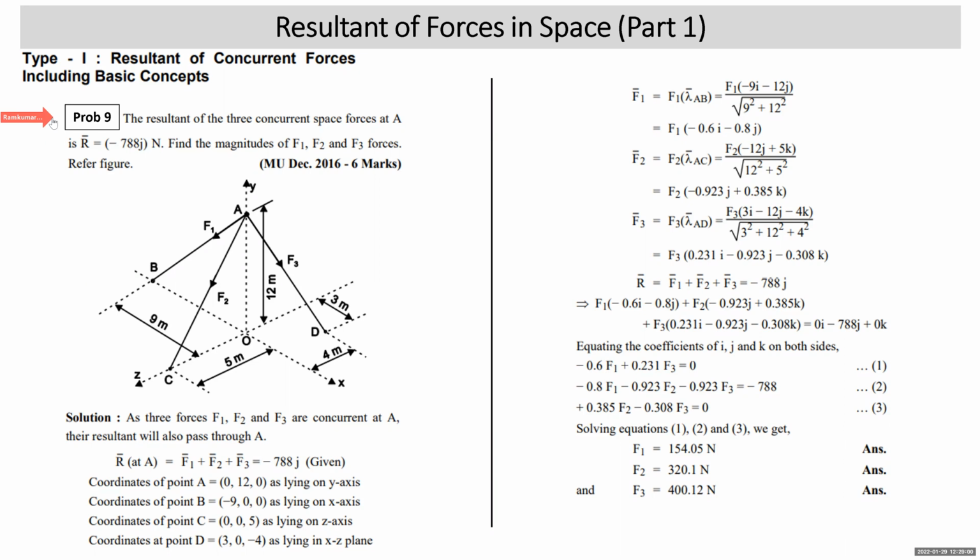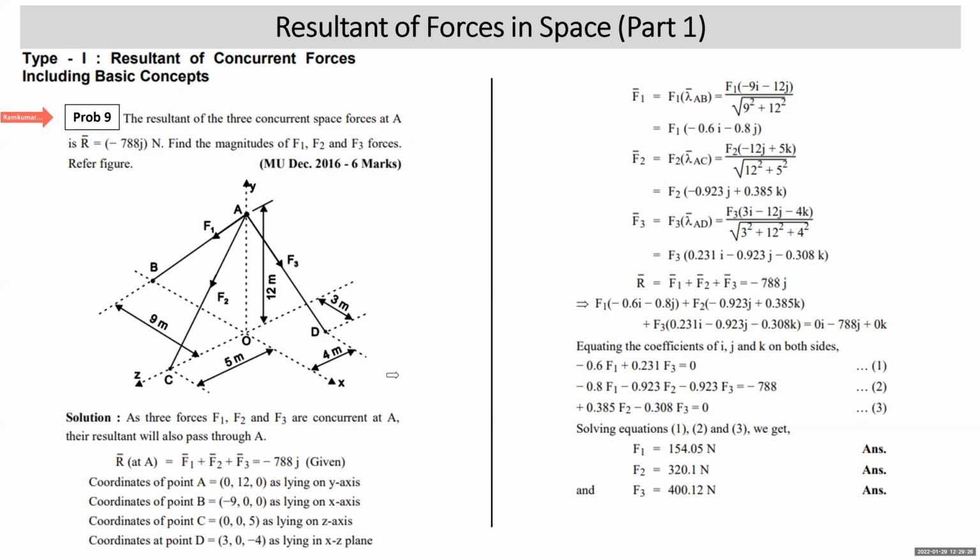I read the sum. The resultant of three concurrent space forces at A is R bar equal to minus 788 j. That means the resultant of the three concurrent forces at A is minus 788 j. That means the resultant doesn't have x and z components. It has only a y component. Find the magnitude of F1, F2, F3.